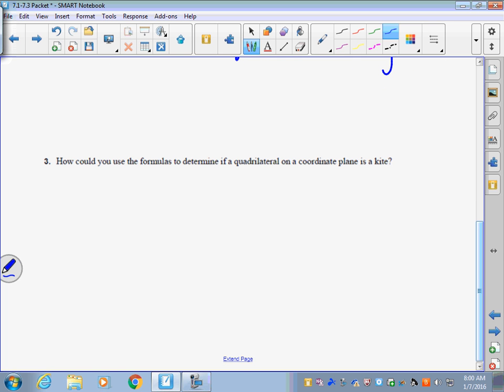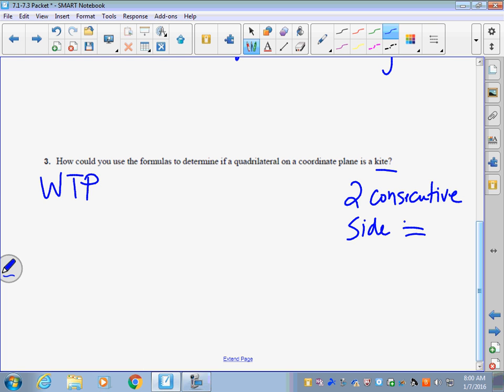All right, number 3, again, ask yourself, what do I need to prove? How can you use a formula to determine if a quadrilateral on the coordinate plane is a kite? Again, if it's a kite, then you have to have two consecutive sides congruent. Write this down. So what formula are you going to use again? Yes, distance formula.